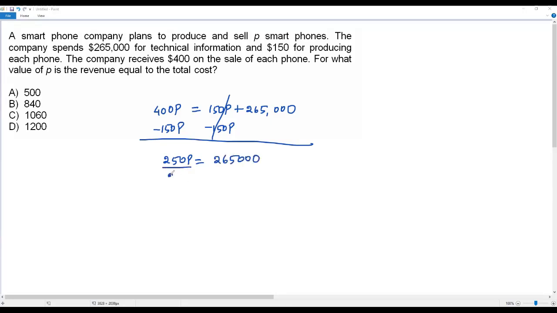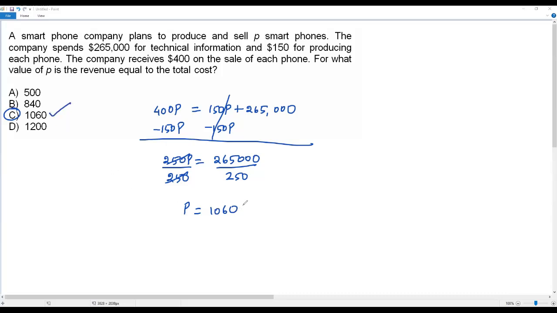Okay, now to solve for P, we have to divide both sides by 250. This 250 will cancel, and I'm just getting P on the left side. On the right side, when I divide 265,000 by 250, I'm getting 1060. So when the revenue is equal to the total cost, the value of P is 1060. We find this 1060 in answer choice C. So therefore, the correct answer choice for this question is option C.